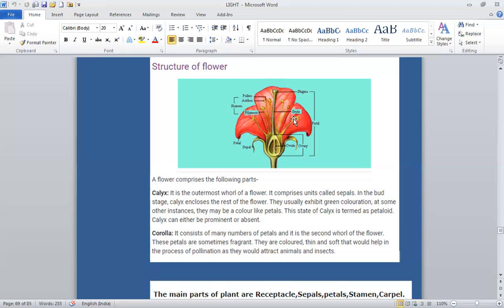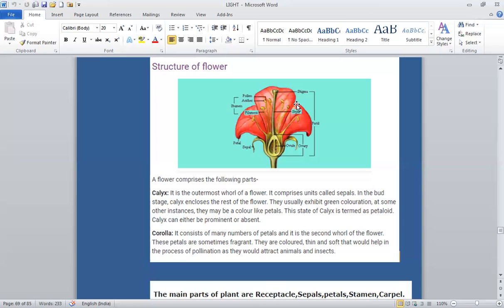Staminate flowers bear only stamens and pistillate flowers bear only pistil, and such types of flowers are known as unisexual flowers, staminate or male and pistillate or female. In dioecious species, male and female flowers occur on different plants. Examples are date palm and papaya. In monoecious plants, both male and female flowers occur on the same plant.